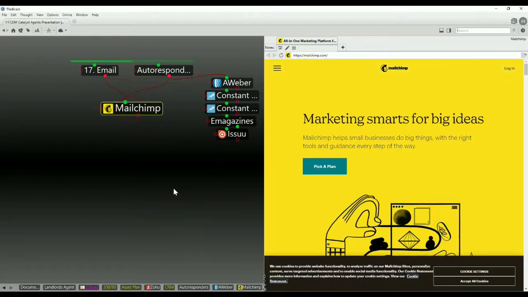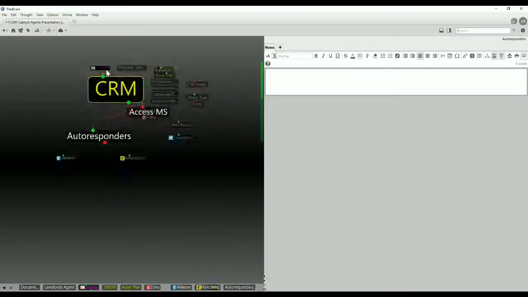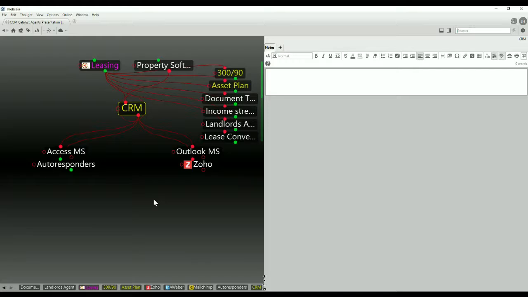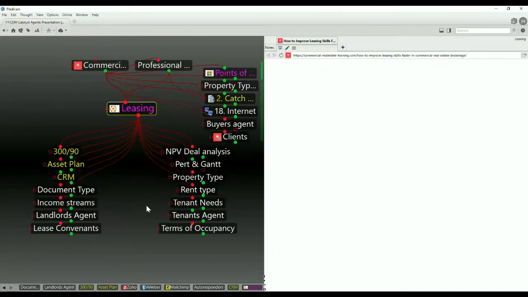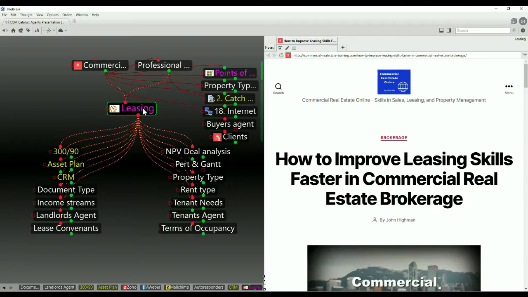So let's go a bit further here and look at how you can handle autoresponders as part of a CRM program. So what have I actually said to you here? I've said, well, leasing is a big part of your business. Contacting landlords, contacting tenants. 300 people over a 90-day cycle, developing an asset plan, and of course using a CRM cycle of contact.